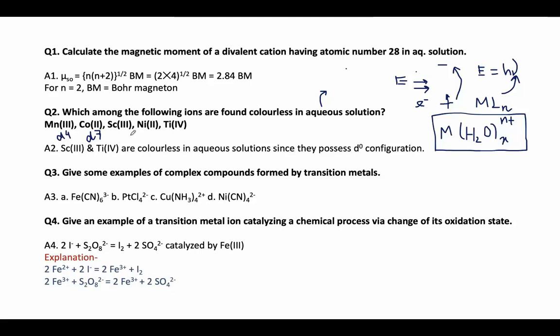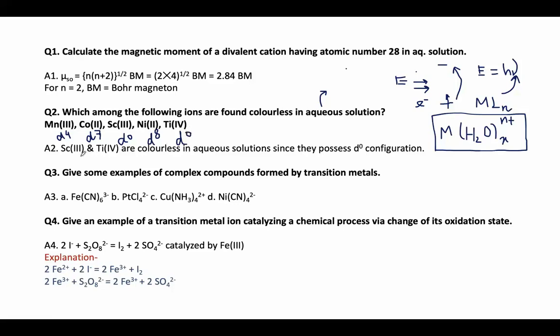Now there comes scandium 3. Scandium has an electronic configuration of 4s2 3d1. So scandium 3 will be d0. Nickel 2, we have already discussed in the last question, is a d8 system, which is having 2 unpaired electrons. And the last one is titanium 4. Titanium 4 and scandium 3 are isoelectronic. So it is also d0.